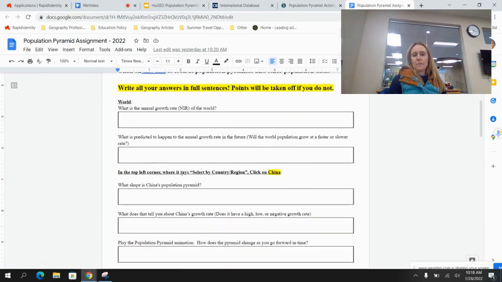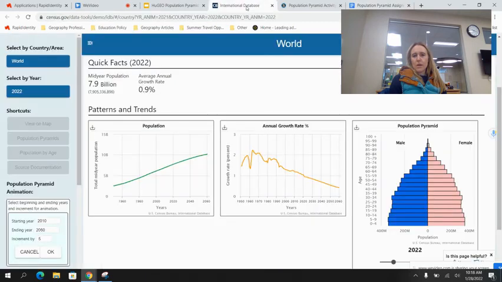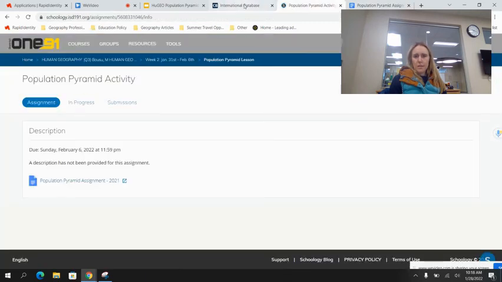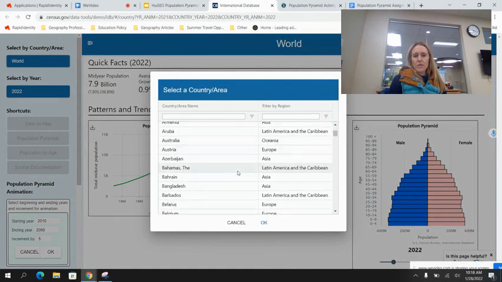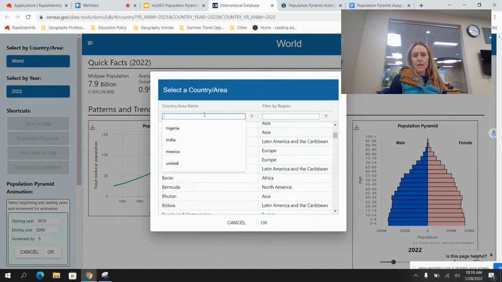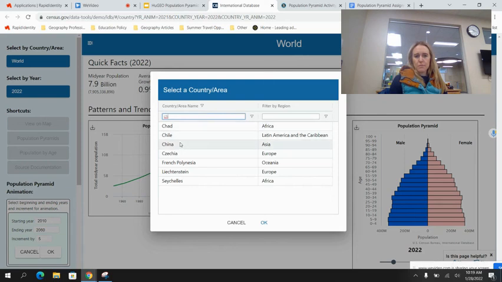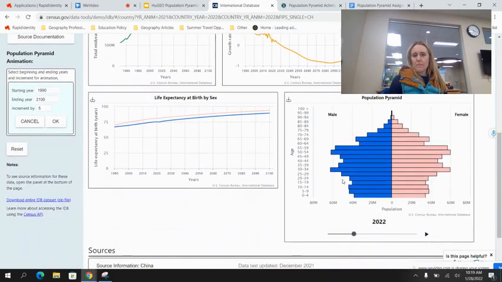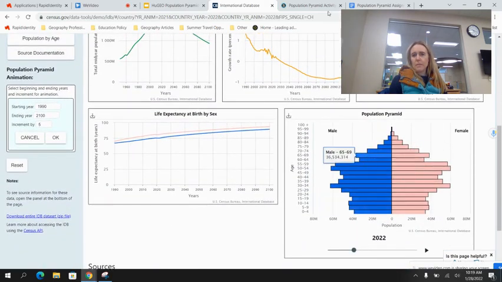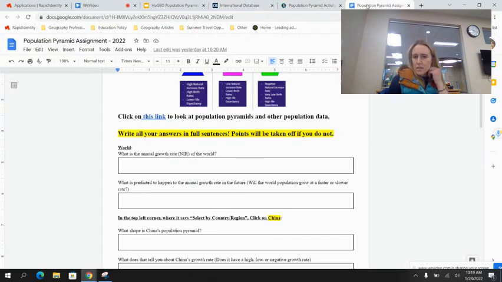Then you're going to go to the top left corner where it says select country by region. You're going to start with finding China. If you can't find it, it is alphabetical, but you can also type it in here. So I'm going to type in China. And it's going to bring me to China. So I'm going to be taking a look at China's population pyramid.